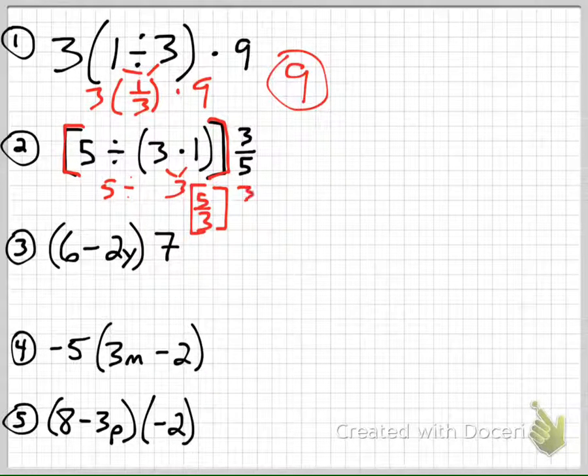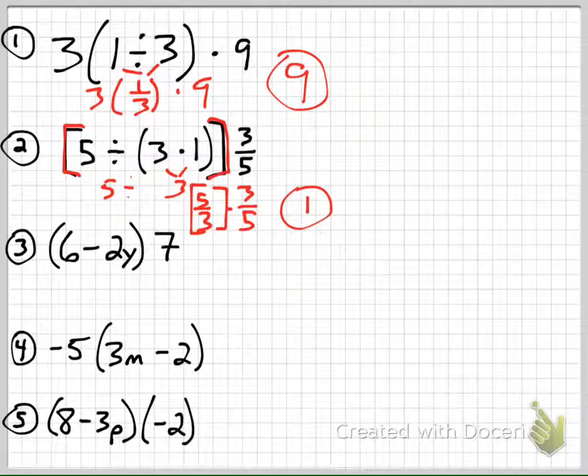What is 5/3 times 3/5? 1. You see, 5 times 3 is 15. 3 times 5 is 15. 15 over 15 is 1. Right? Any number times its reciprocal is 1.